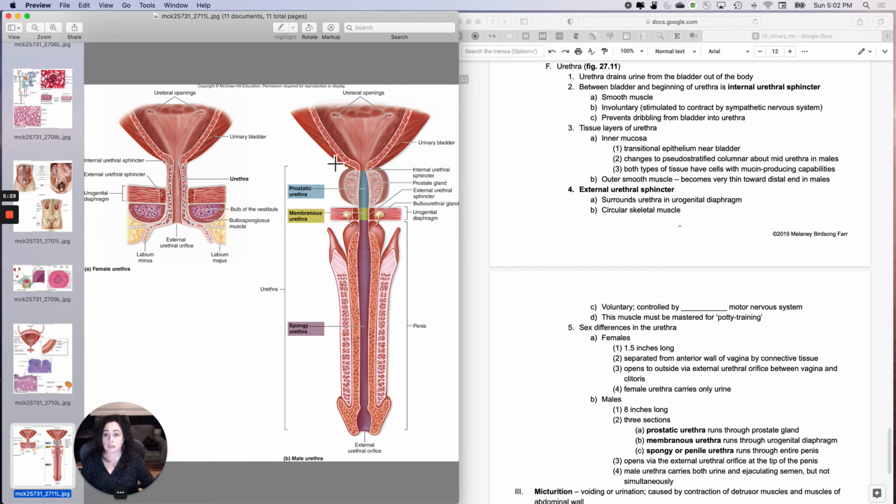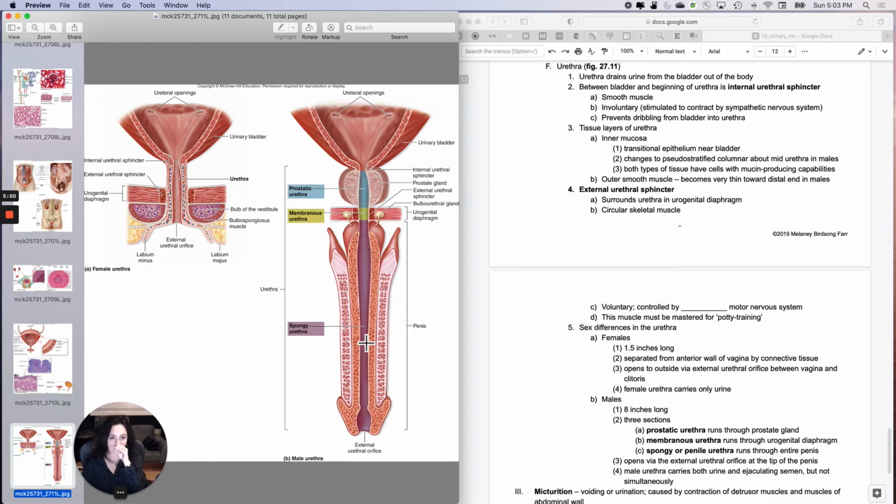Then, as you move into the urethra itself, as far as the tissue layers go, it is transitional epithelium the whole way, lining it in females. In males, it will change, not shown in this picture. About mid-urethra in males, it will change to pseudostratified columnar, sometimes also just called stratified columnar.